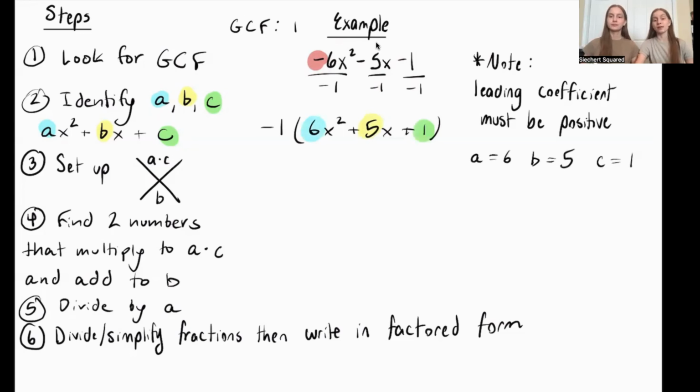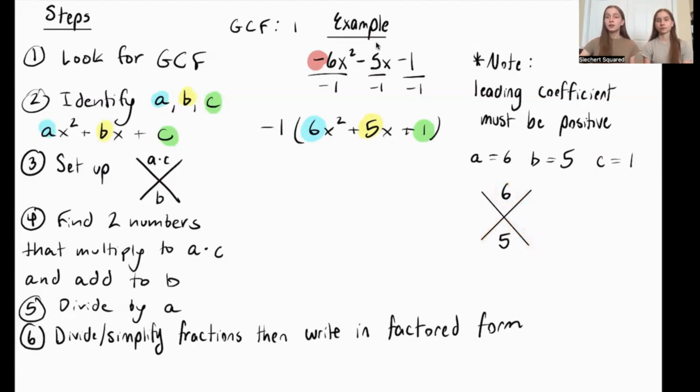Now that we have the a, the b, and the c, we can set up this x or this diamond. And really, it's kind of just like a puzzle. So we need the top number to be whatever a times c is. In this case, we have 6 times 1. So we're going to put a 6 on the top. And that b number is that base number on the bottom. So we're going to put a 5 on the bottom. And we're looking for two numbers that are going to fill these spots that multiply to the 6 and add to the 5.